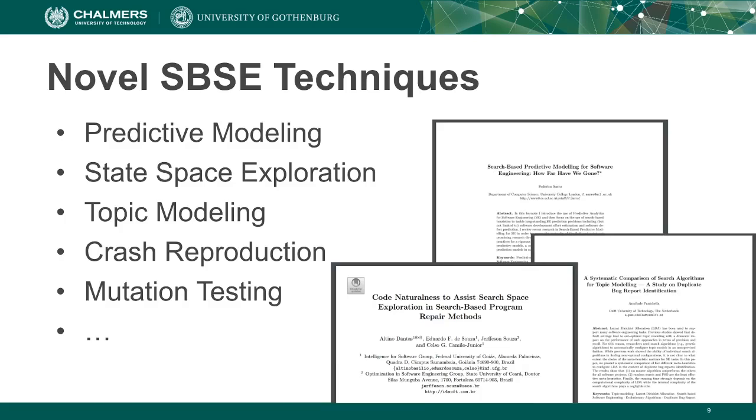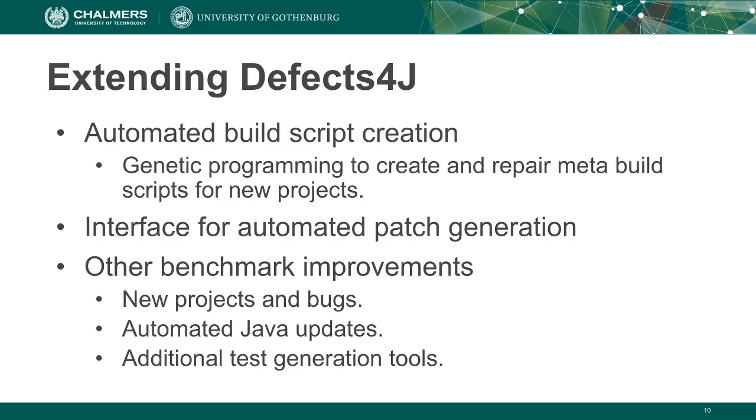Defects4J can also support other research areas such as crash reproduction by providing trigger tests, detailed stack traces, and isolated bugs, all of which can be used to assess crash reproduction approaches, or mutation testing. Defects4J's real bugs can serve as templates for evolving new mutation operators and new mutant generation techniques. Finally, extending Defects4J also poses interesting challenges that may inspire new approaches.